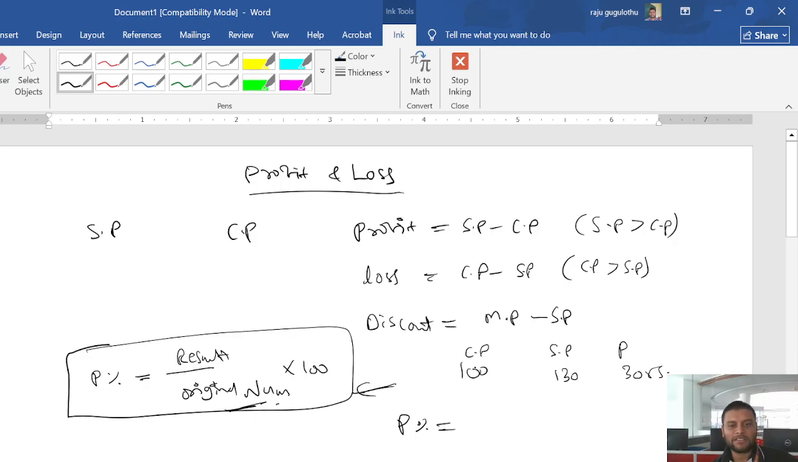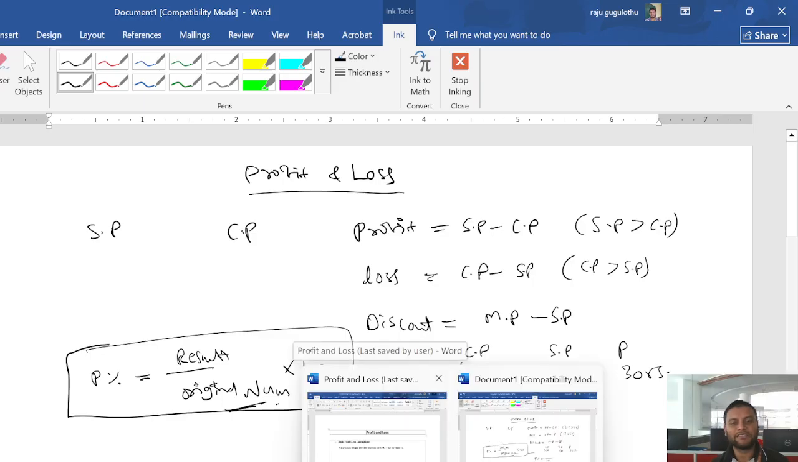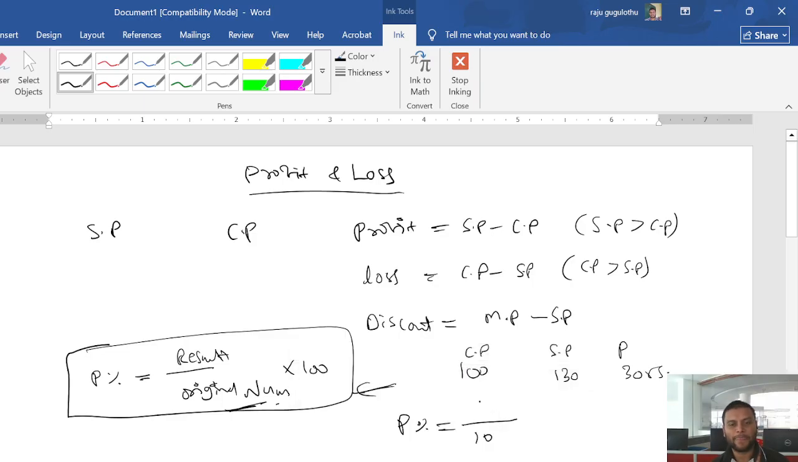Original number means cost price in this transaction, because you are buying an article with 100 rupees and you are selling that at 130. So your investment is 100 rupees. Hence, 100 is taken as the original number, and numerator is taken as result, guys.